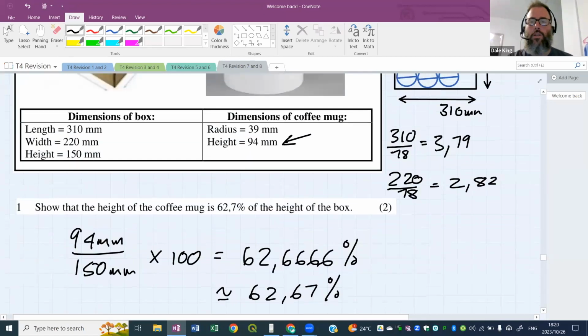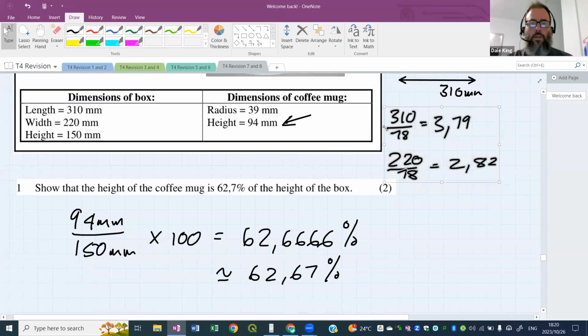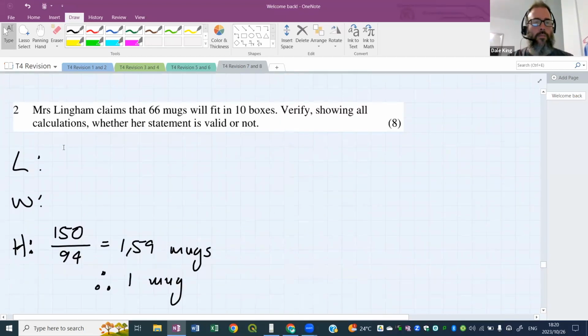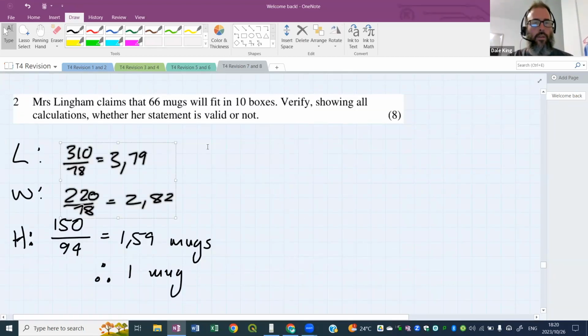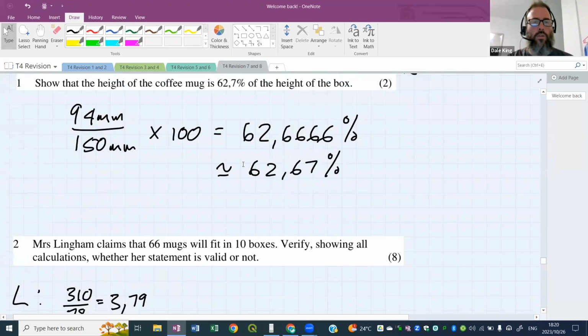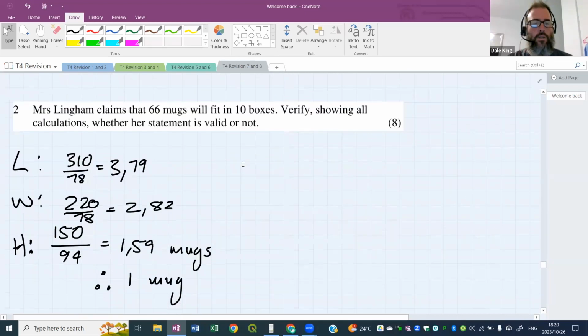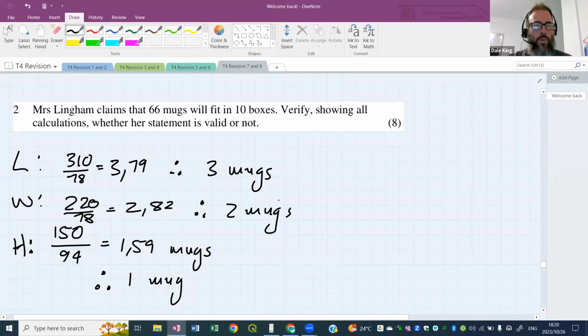Okay, so I'm going to bring these calculations down. Okay, I'll bring it down like this quickly. Whoopsie. There we go. And this needs to go 310 was the length and 220 was the width. Let me just check. Yes. All right. So those calculations are correct. So I'm going to say therefore 3 mugs. And over here, therefore 2 mugs. So we got the number of mugs lengthways, widthways, and heightways.